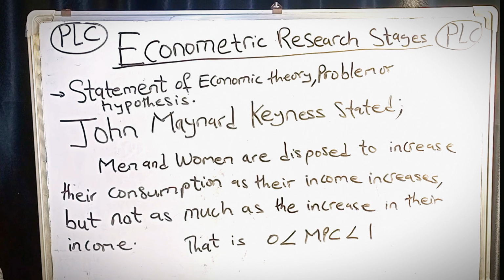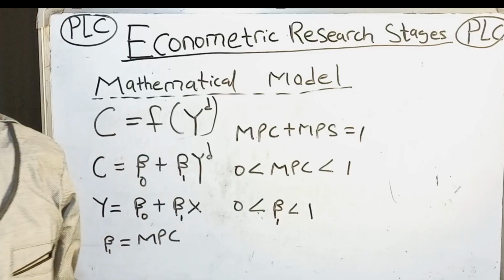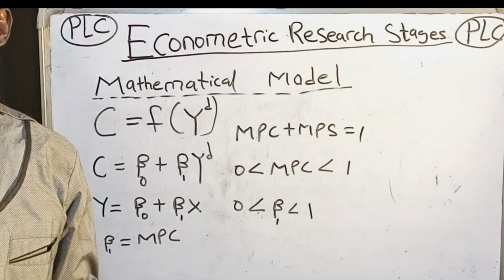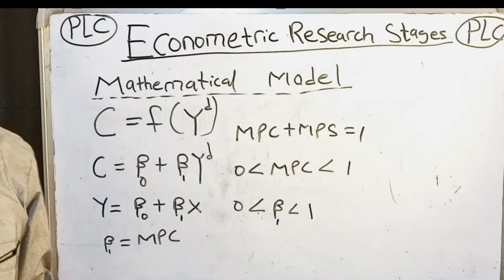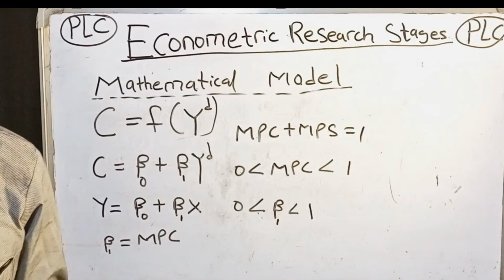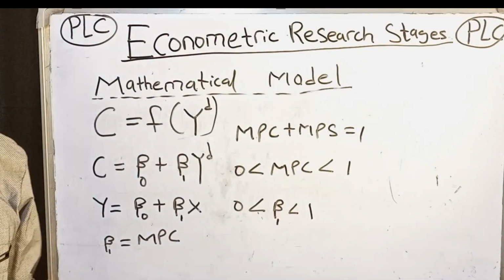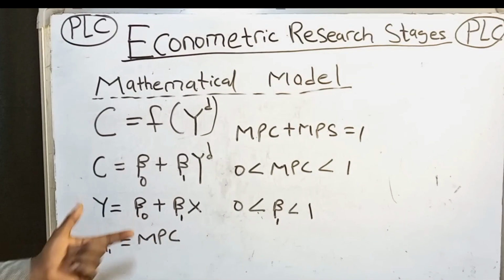Now, in our econometric studies, we make an attempt to verify this theory. That's what we are attempting, and we started by stating this economic theory. The next stage after the statement of the economic theory, problem or hypothesis is the specification of the mathematical model. The Keynesian consumption theory can be specified mathematically thus.